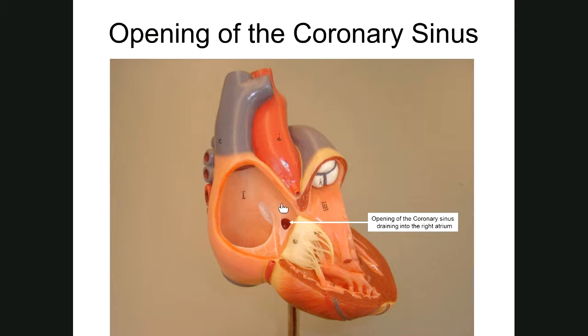And then it'll go past the tricuspid valve into the right ventricle, contracts, goes out, past the pulmonary semilunar valve, pulmonary trunk, pulmonary arteries to the lungs to get oxygenated.